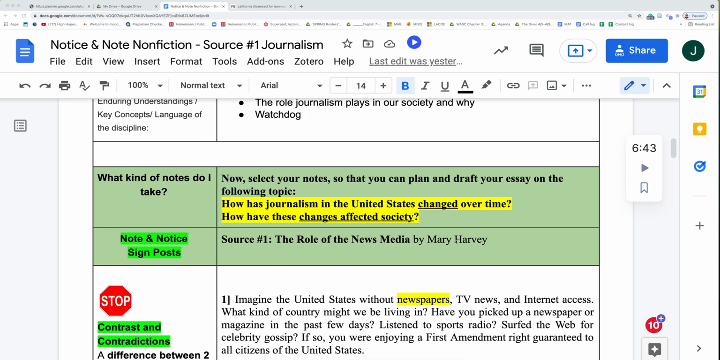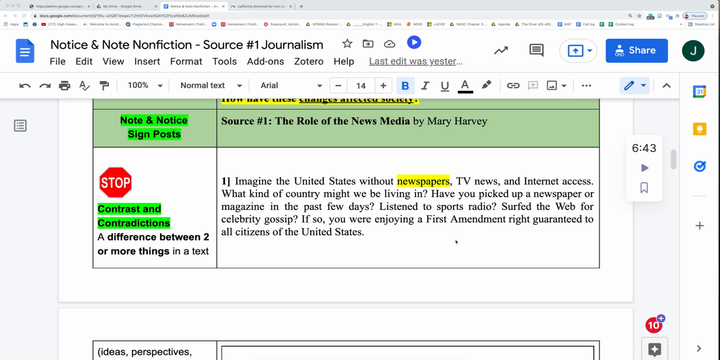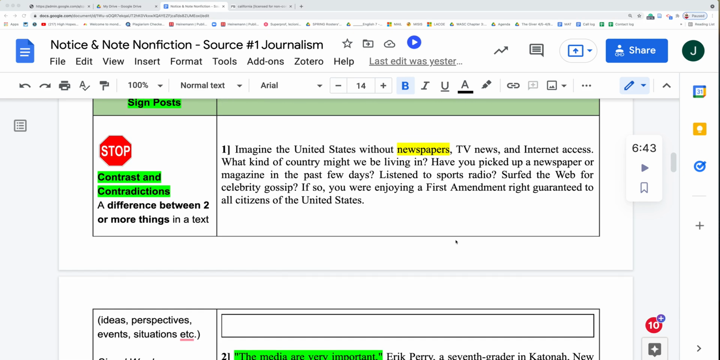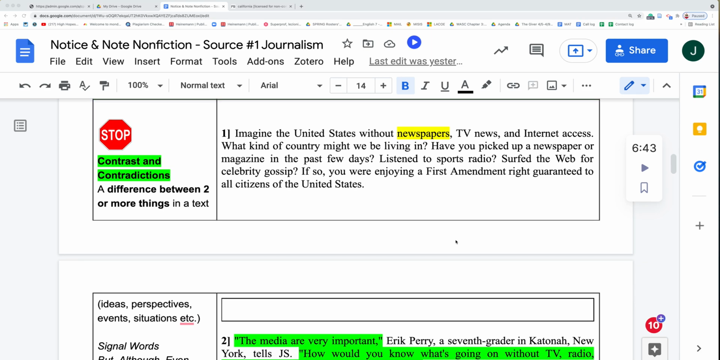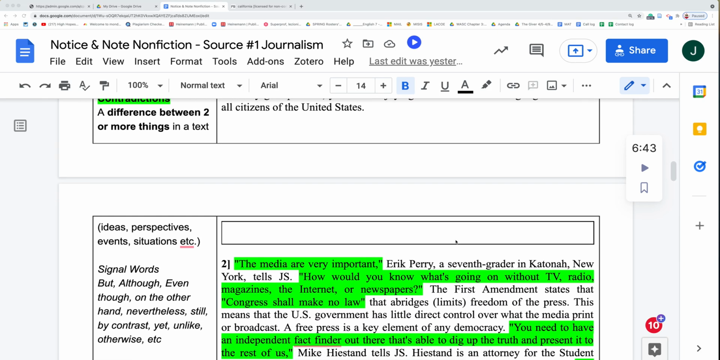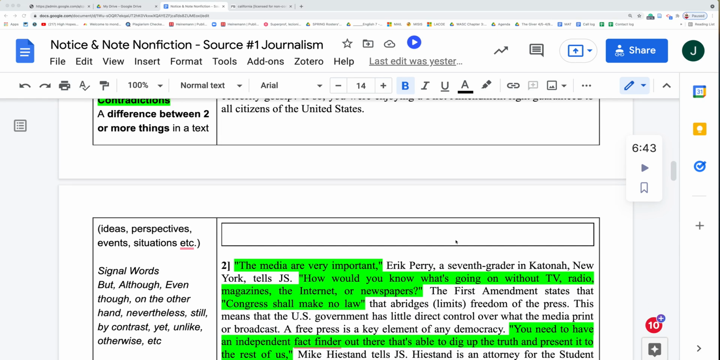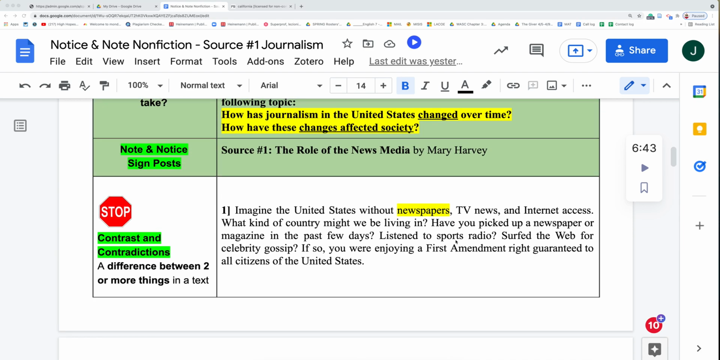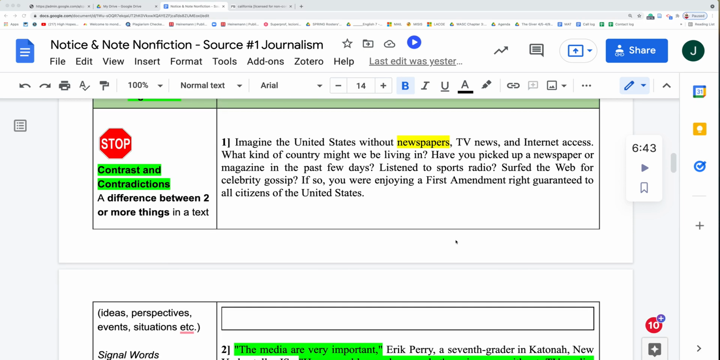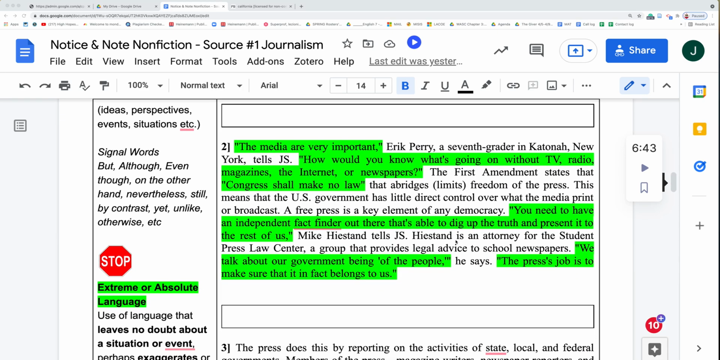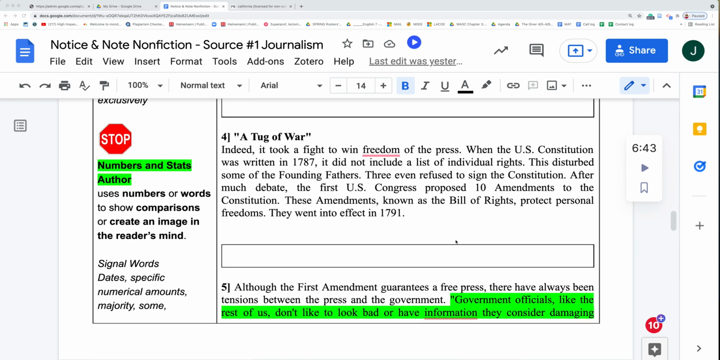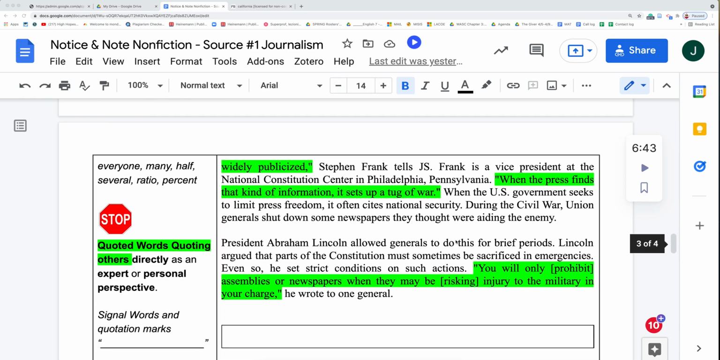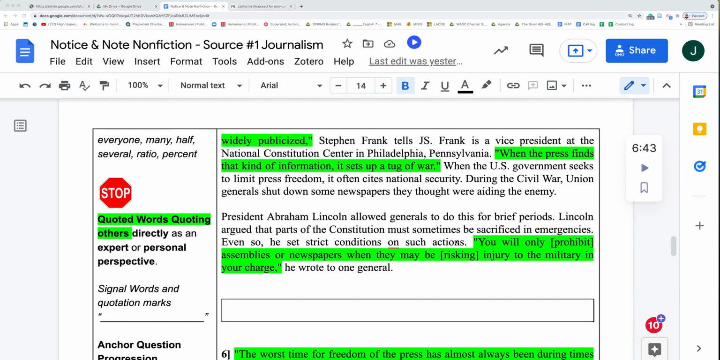The signposts on the left, as you can see, give you an idea of what kind of information to collect. Anything that has opposing views, contrasts and contradictions, write it down. But again, looking at the two questions that are given in the prompt. Extreme language, numbers and stats, and I will add years as well. Quoted words, for anybody that's being quoted.